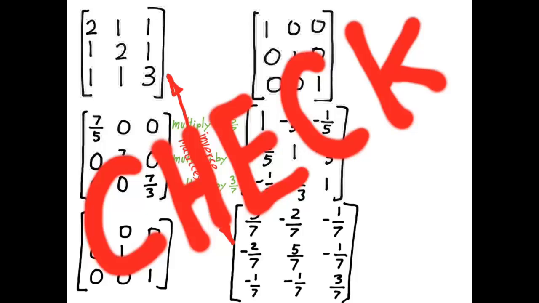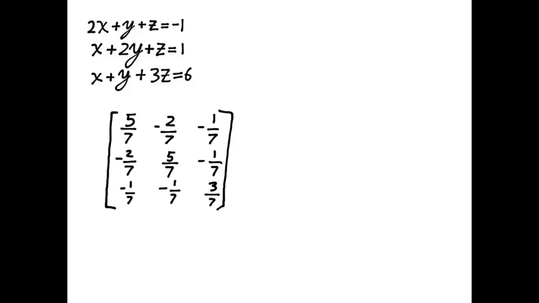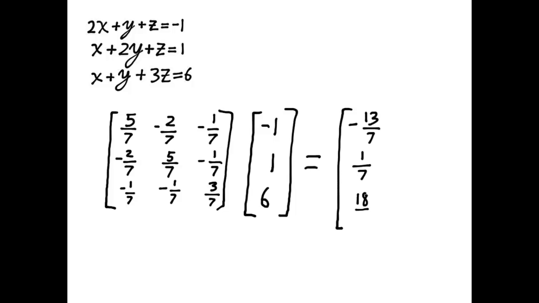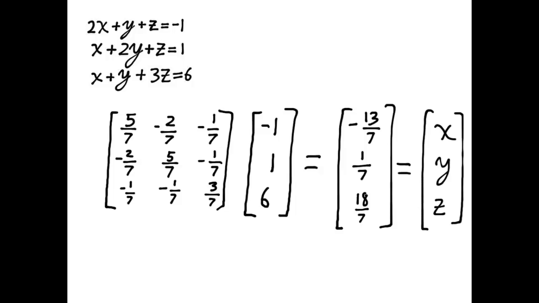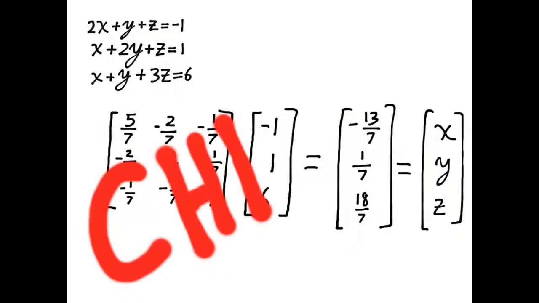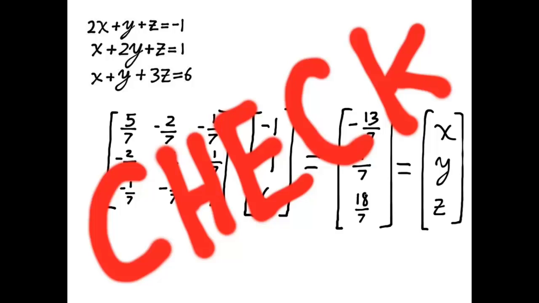Once you're sure you have the inverse matrix, you can solve your system now by multiplying the inverse matrix times the 3 by 1 matrix [-1, 1, 6], and the result is -13/7, 1/7, 18/7, and that, of course, represents x, y, and z. You have now found the values of x, y, and z, and of course, you should substitute them back into the original equations, and you will find that all of the equations are true, and hooray, we won!